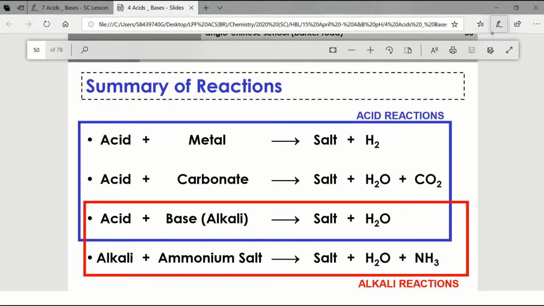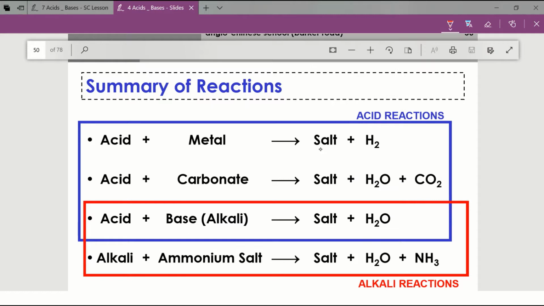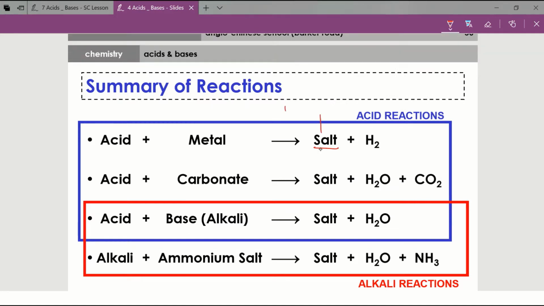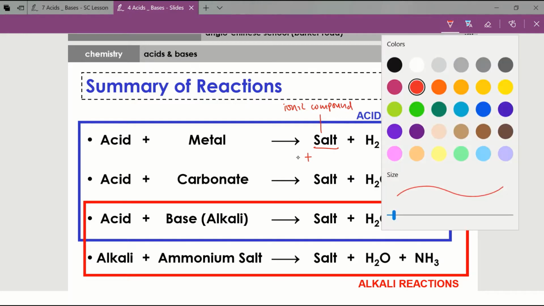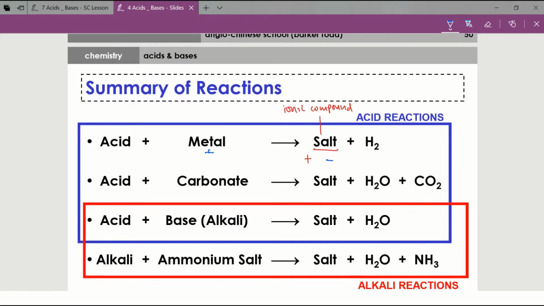So for salts, do remember that it is an ionic compound, and we will always have a positive ion and a negative ion in each of the salts. Where do we get the identity of each of the ions from? For the positive ion, it is always obtained from the metal.